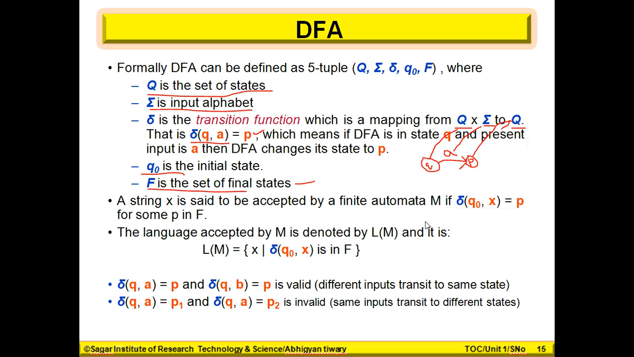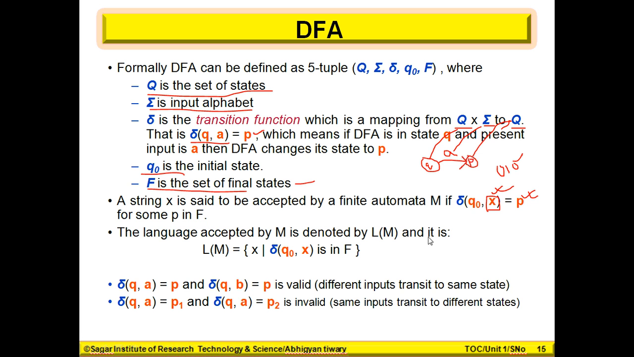So let's see. A string X is said to be accepted by a finite automata M if δ(q0, X) reaches a final state. Here X is a string, not a single input. We can give a number of alphabets also, so it can be a string of 0, 1, 0. We can give a single alphabet, that is 0, or 0, 1, 0 as a string. By reading this, we can reach a state, and that can be a final state. Then that string X is called accepted by the machine.